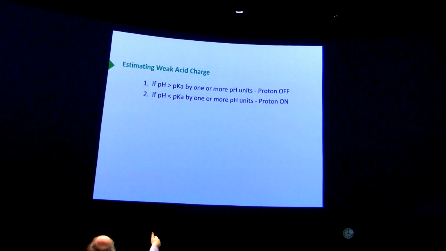pH is 3. Is pH less than or greater than the pKa? It's less than 6.37. It's less than 9. And it's less than by more than 1 unit, right? So, protons on or off? On. You apply the second rule, right?